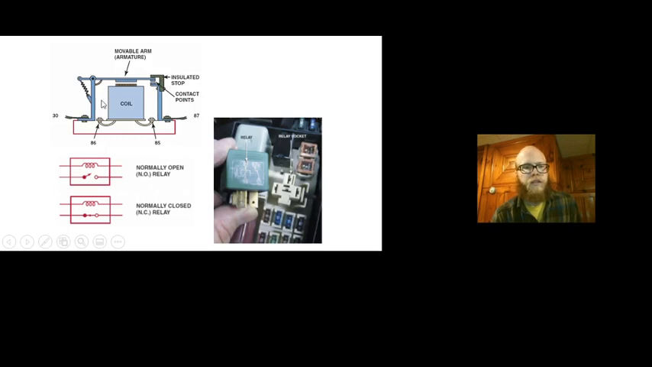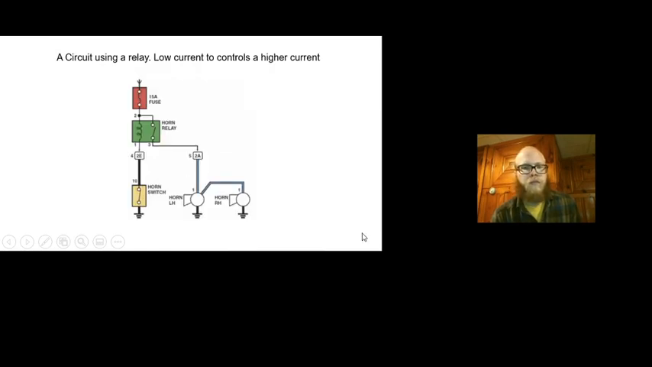And here's another image of that. Here's my coil, and it just pulls the switch down towards it. You can see the contact points there. There's a little diagram on the side, and that's where its home is. There's a relay working on a horn circuit. And that's where they're saying low current controls higher current.